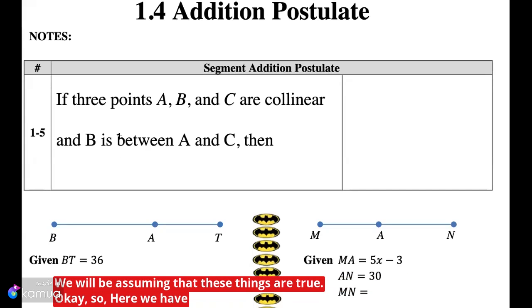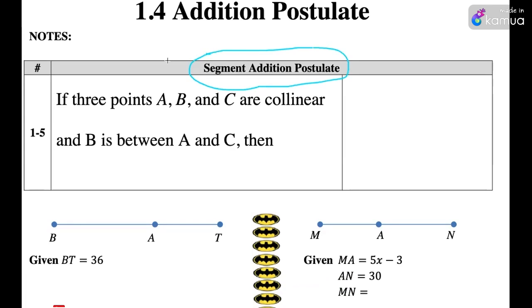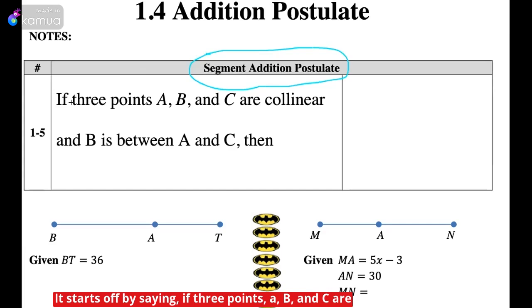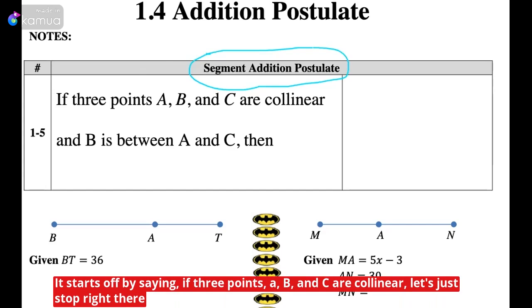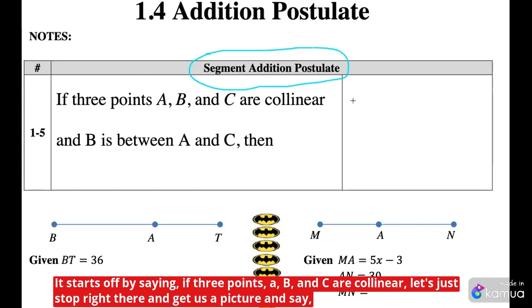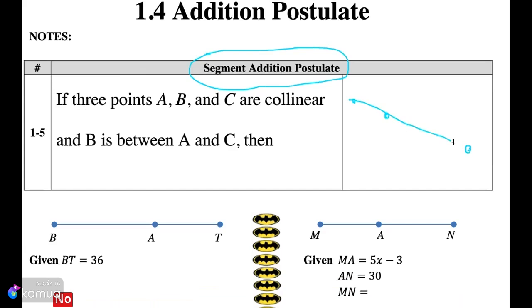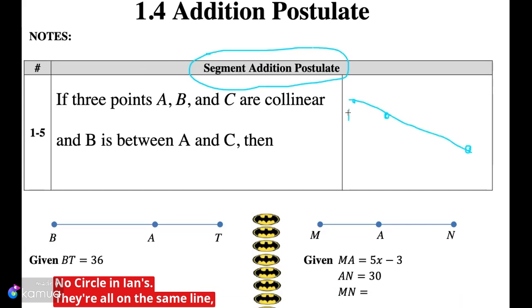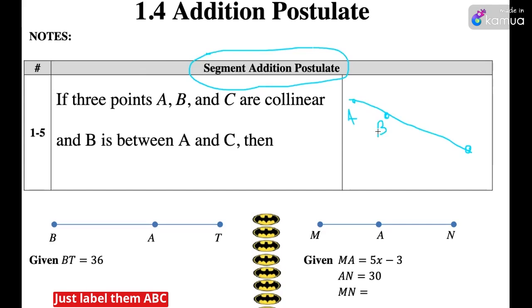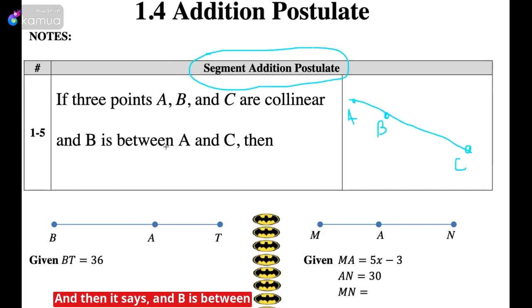So first here we have the segment addition postulate. It starts off by saying if 3 points A, B, and C are collinear. Now let's just stop right there and get us a picture. Let's say we have a segment made from these 3 points, A, B, C. And those are collinear because they're all on the same line. Let's just label them A, B, C. And then it says, and B is between A and C, and we have that B is between.